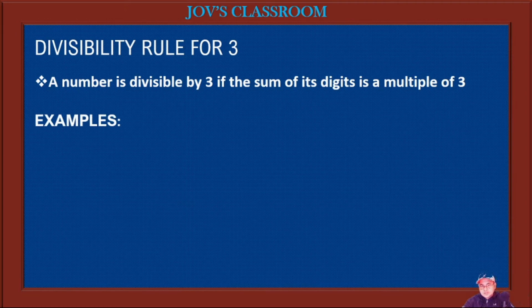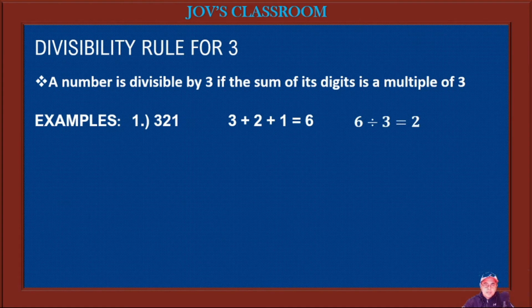For example, I have 3 examples here. Number 1, 321. The rule says that we need to get the sum of its digits. So the sum of its digits is 3 plus 2 plus 1, and that is equal to 6. If you divide 6 by 3, we will arrive at a whole number. So therefore, 6 is divisible, or 6 is a multiple of 3.